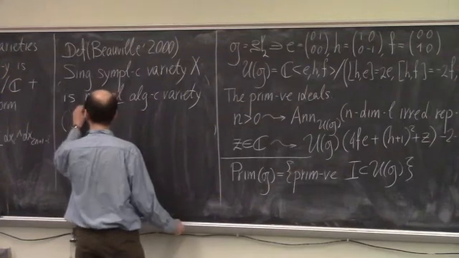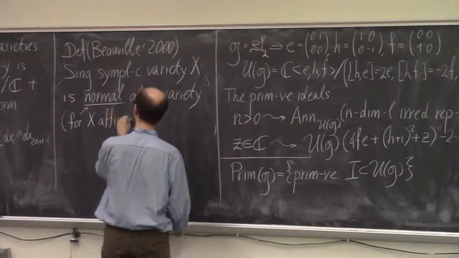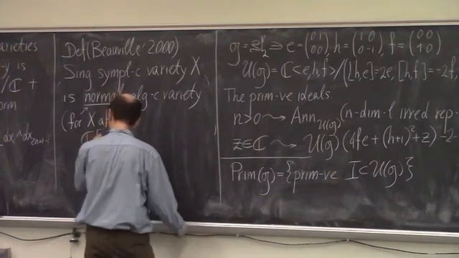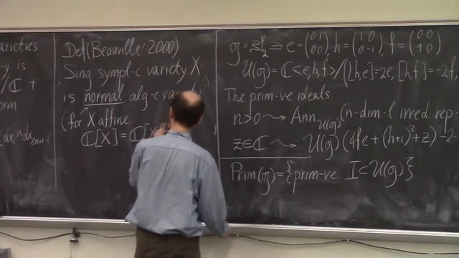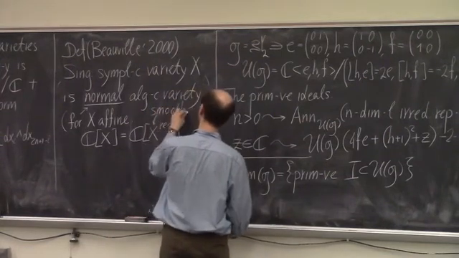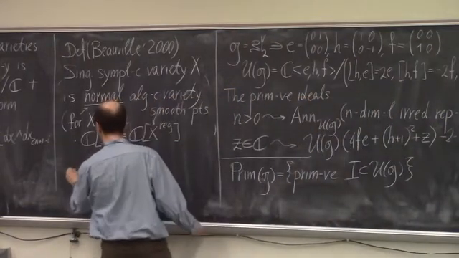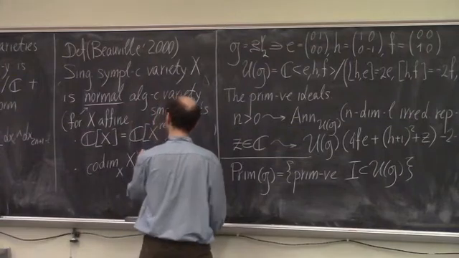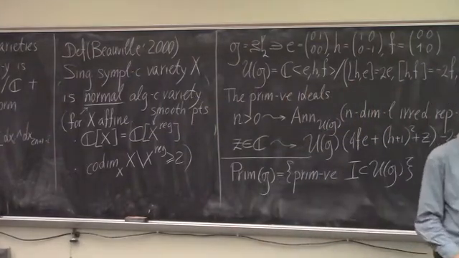Formally, well, let's say for affine X, it means two things. It means that the algebra of polynomial functions on X coincides with the algebra of polynomial functions on the smooth locus. That's one condition. The other condition is that the codimension of the complement is bigger or equal to 2. So this is what it means to be normal. Okay?